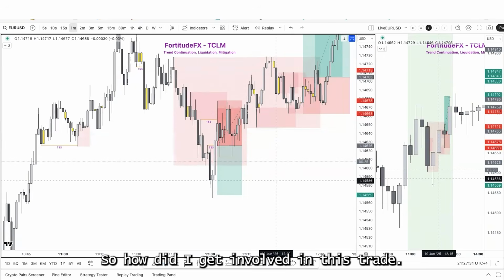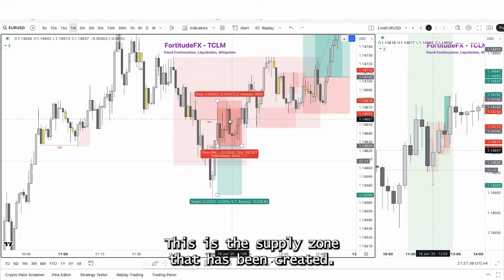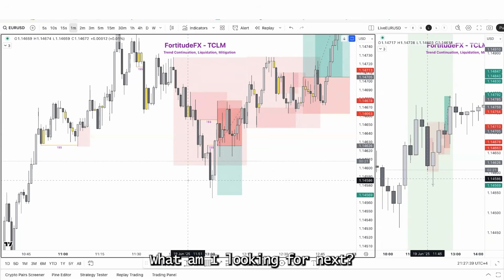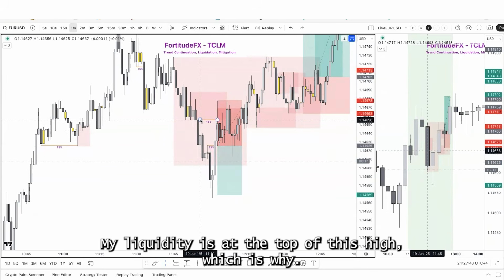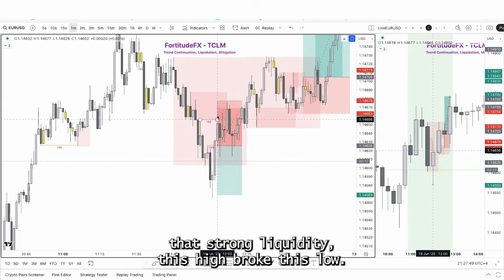Yes. So how did I get involved in this trade? This is the supply zone that has been created. What am I looking for next? I'm looking for liquidity. Where is my liquidity? My liquidity is at the top of this high, which is why, because this high broke this low and this got swept. That's strong liquidity. This high broke this low.